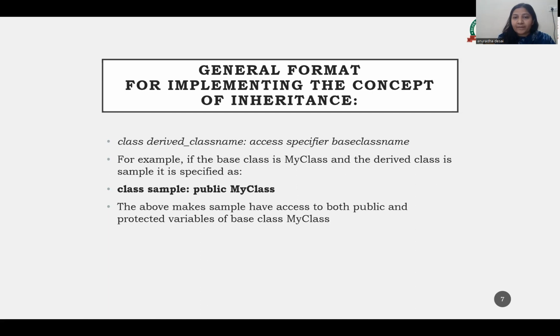So a general format for implementing the concept of inheritance: class, derived class name, then colon, access specifier, then base class name. For example, if the base class is my class and the derived class is sample, it is specified as class sample colon public my class. The above makes sample have access to both the public and the protected members of the base class my class.